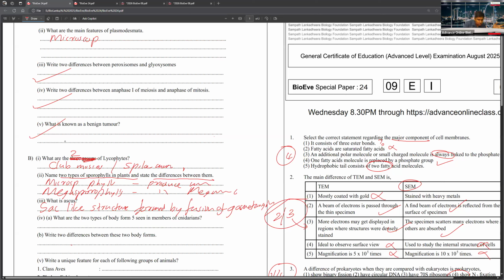What are the two types of body forms seen in members of Cnidaria? Polyp and medusa. Polyps and medusae.